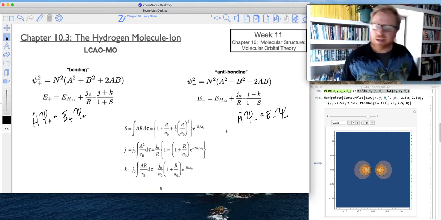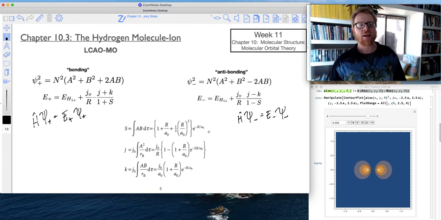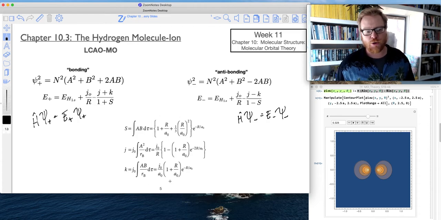So we're not going to do it. As you can see, it gets a little complicated, but I am just going to show you some of these equations and how they manifest, okay? So we remember that psi plus is bonding, N squared times the quantity a squared plus b squared plus 2ab. And the solution for this is pretty cool. So look, it's E plus, and as an intercept, right?